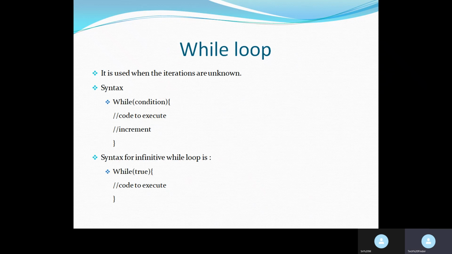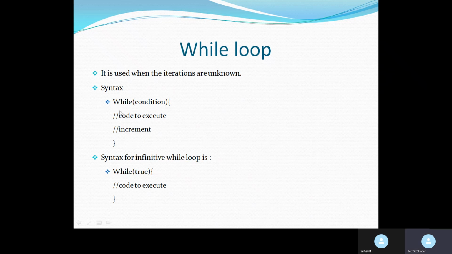Next one is while loop. This while loop is used when we don't know the number of iterations, like how many times that particular code should run. If you don't know the particular iteration count, we will use this while loop. The syntax for this while loop is while, and inside the brackets we will give the condition. Based on that condition, it will enter the loop and execute the code. And here we will give the increment.